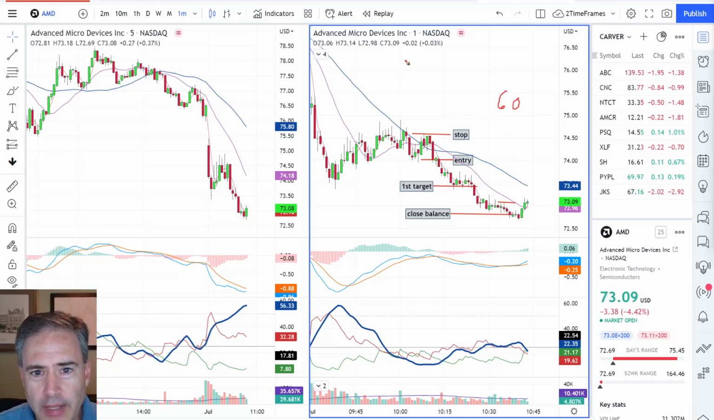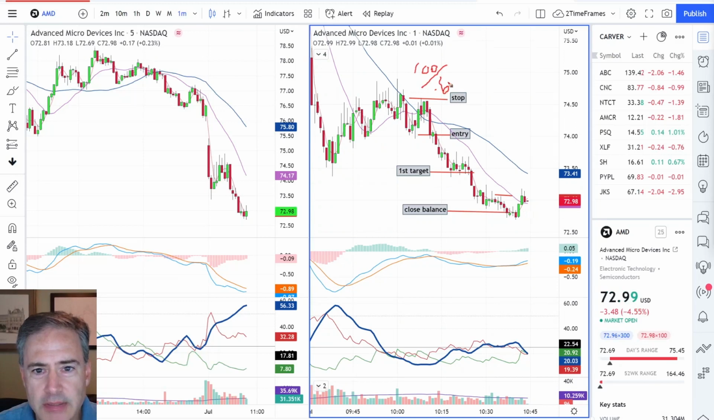If you're going to risk $100, you take 100 and divide it by 60 cents. That tells you how many shares you can buy in this trade, because 60 cents times whatever shares you buy is going to be $100. All right, so that's how you figure out your position size. Now, let's just say you do 200 shares and you risk $120.